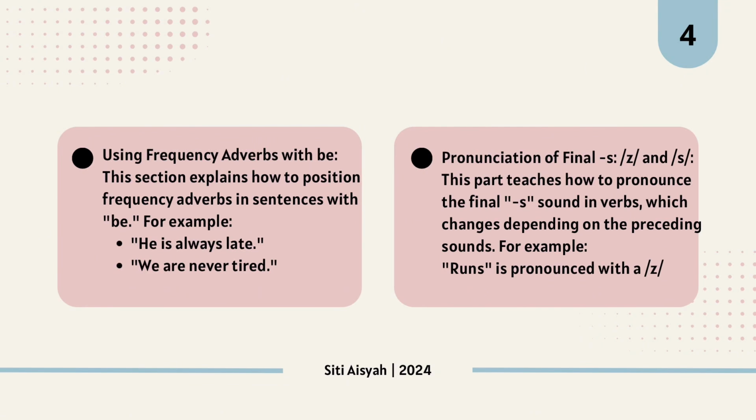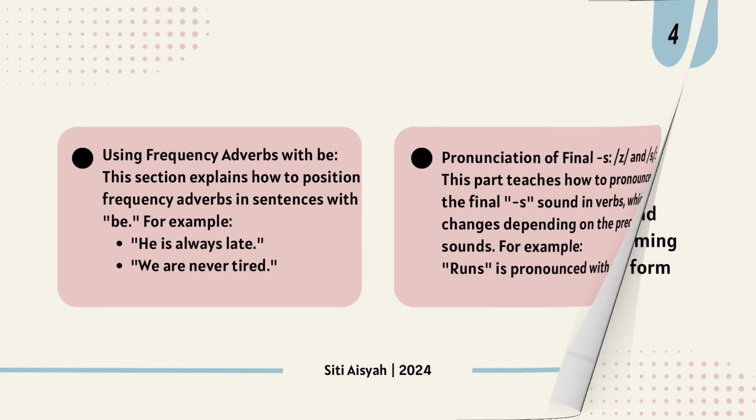Okay, next, using frequency adverbs with be. For example, he is always late or we are never tired. Next, pronunciation of final S or Z. This part teaches how to pronounce the final S sound in verbs, which changes depending on the preceding sounds. For example, runs is pronounced with Z, runs, runs.